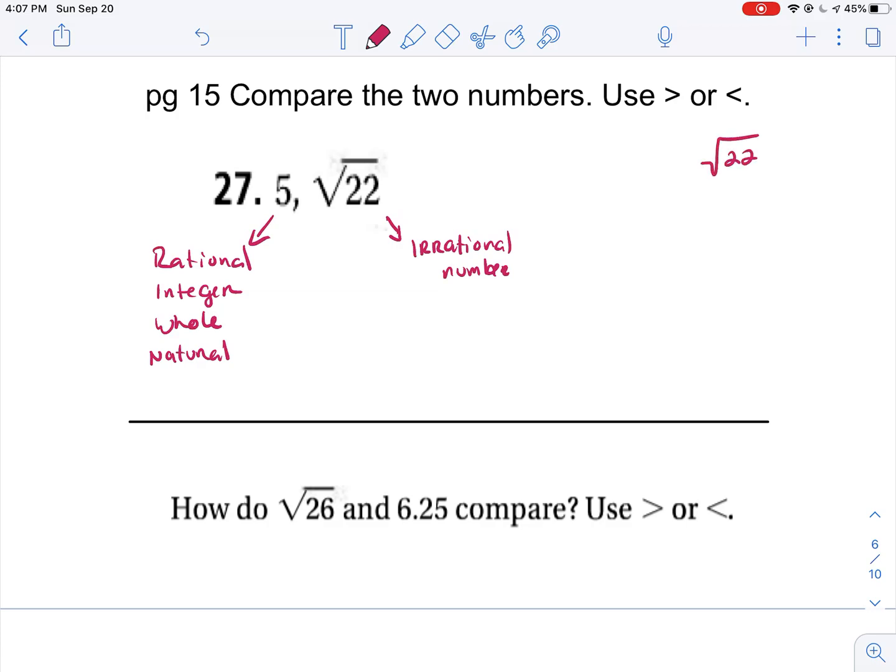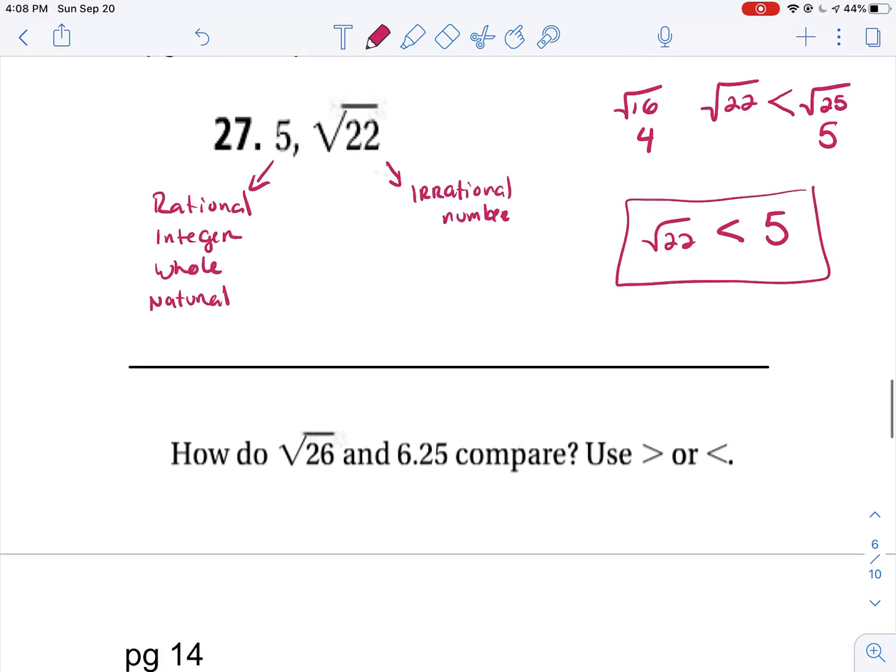So we have radical 22. What we're going to do is identify the two perfect square radicals that surround this number so we can see in between which two numbers this falls, right? So we know radical 22 is in between radical 25 and radical 16. Why is that important? Well, that means radical 22 is in between 4 and 5. So it's going to be 4 with a decimal. That means that it is going to be less than 5. So if we were to write this, radical 22 is less than the number 5.